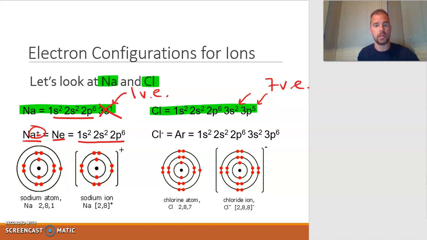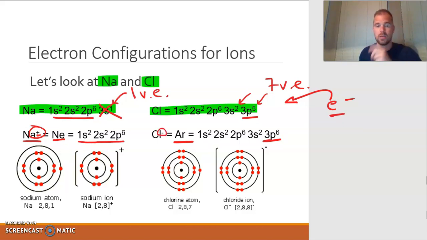On the other hand, chlorine. Chlorine has 7 valence electrons. Do you think it's easier to lose those 7 or to gain 1 to become like a noble gas? It's easier to gain 1 electron. And so chlorine would rather gain an electron, therefore taking it from 3p5 to 3p6, which is the same configuration as argon. What happens when chlorine that was neutral gains a negative electron? It now has a -1 charge.